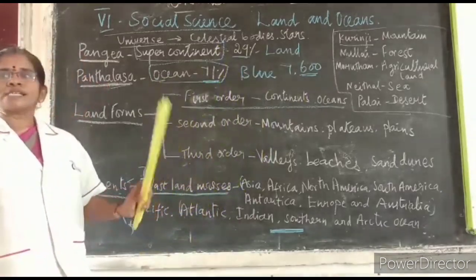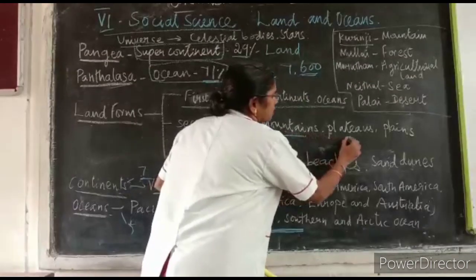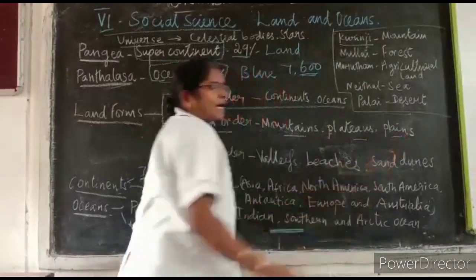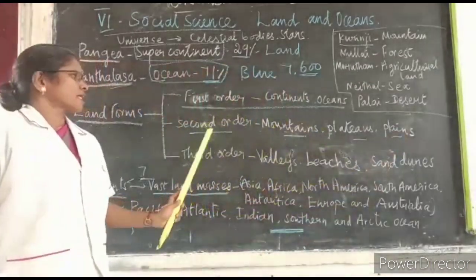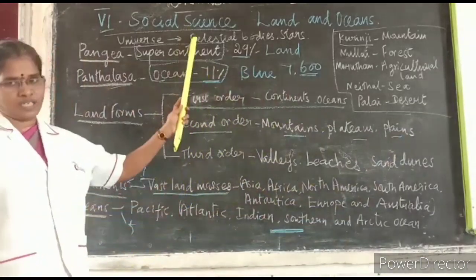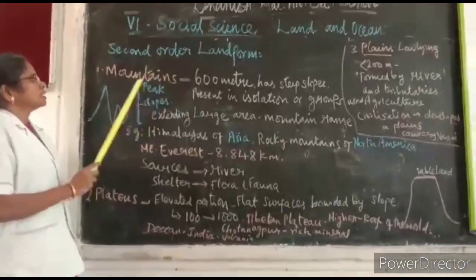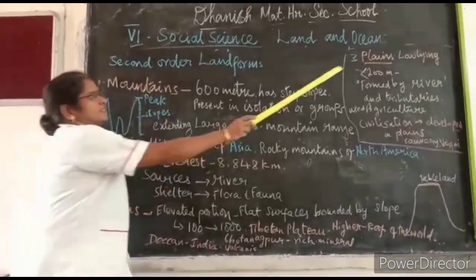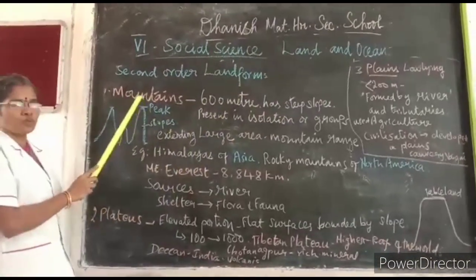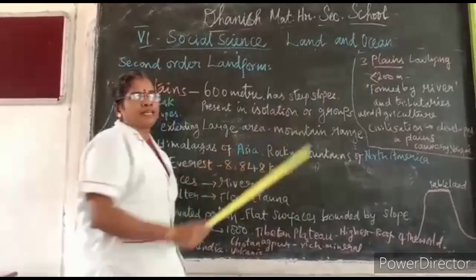Then we will see the second order classification. In second order classification, mountains, plateaus and plains will come. Let us see the second order landforms now. There are 3 things present in the second order landforms. First one is mountains, second one plateaus and third one plains.